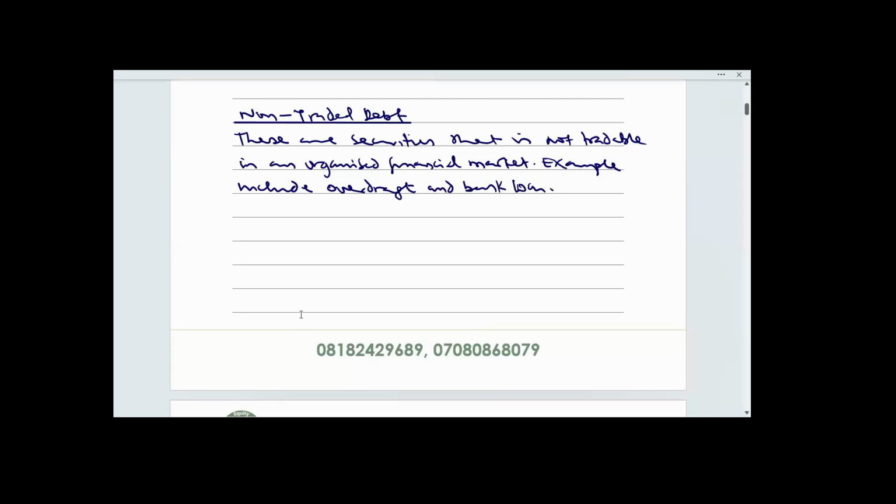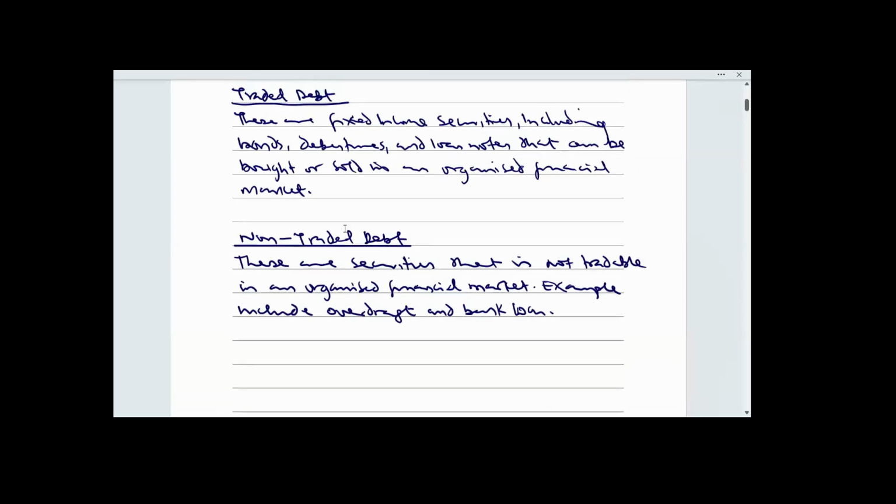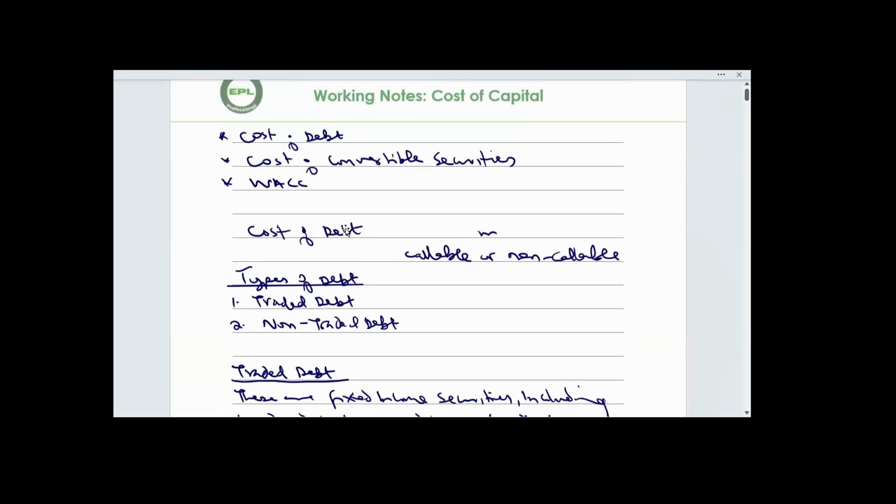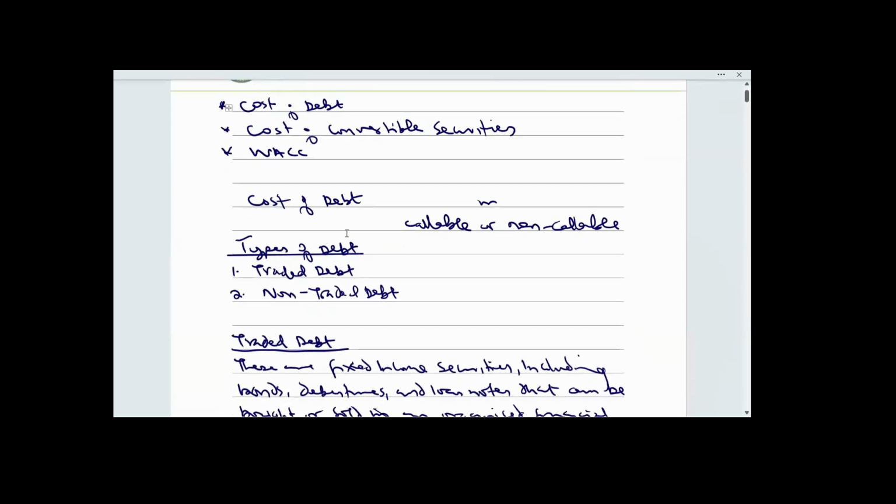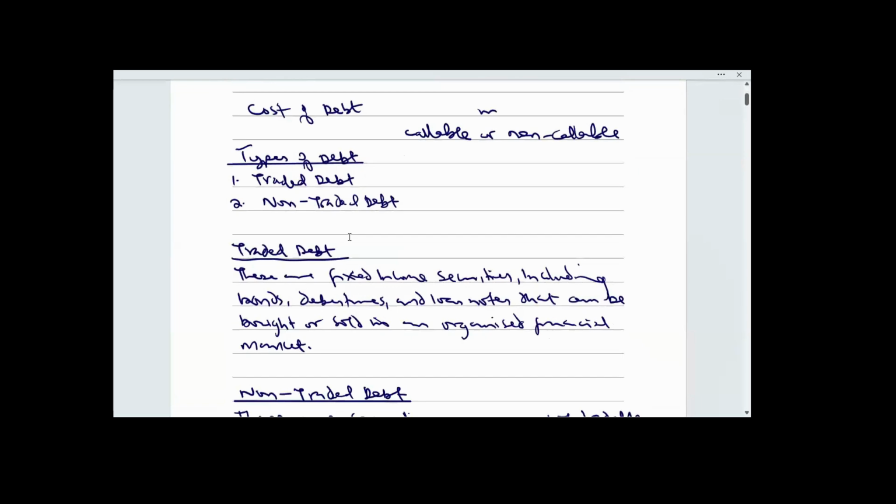So of course, the cost of non-traded debt is usually calculated as irredeemable. You calculate it as you would the after-tax cost of debt: interest multiplied by 1 minus tax. So that's basically the two types of debt. Then let's talk about irredeemable as well as redeemable debt.